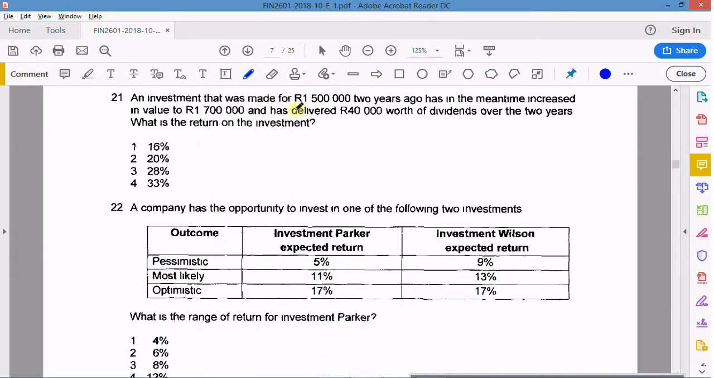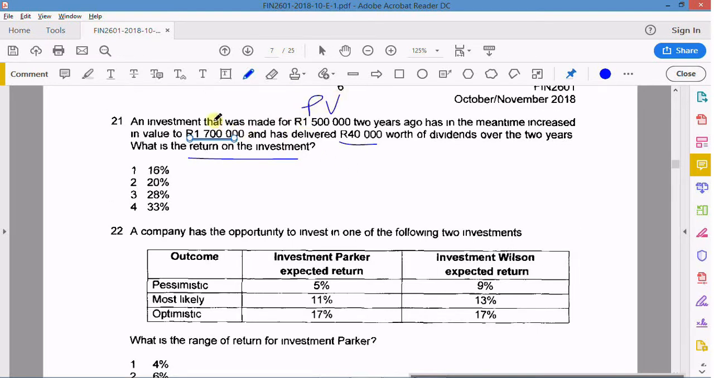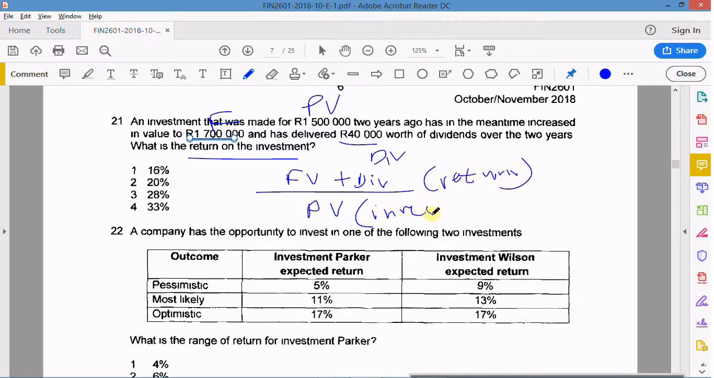An investment that was made 1.5 years ago has in the meantime increased in value and has delivered dividends over the period. What is the return on investment? So it's just the return. The first amount is the PV. The second amount is the FV, plus the dividends, the return, the payment. So this one is the formula: it's what you receive, the return, over what you invested, the cost.